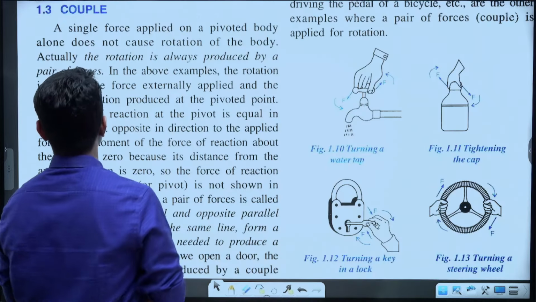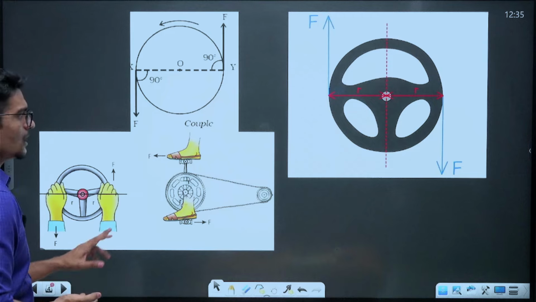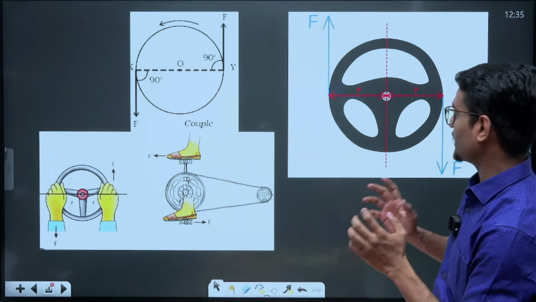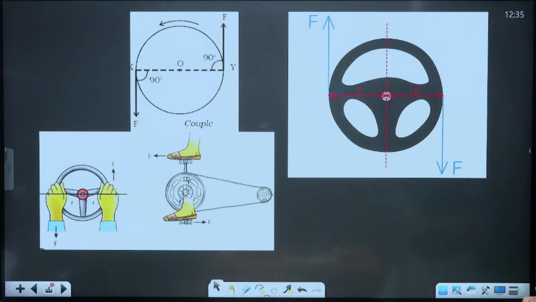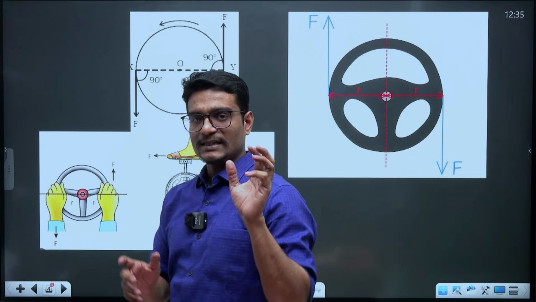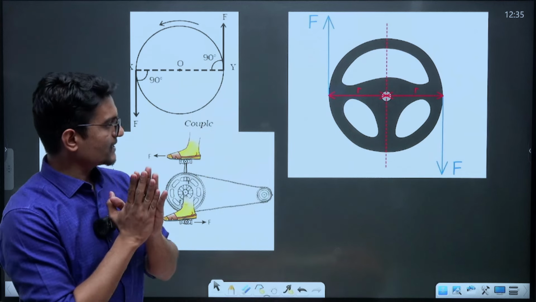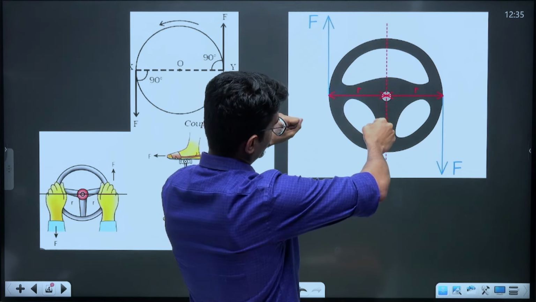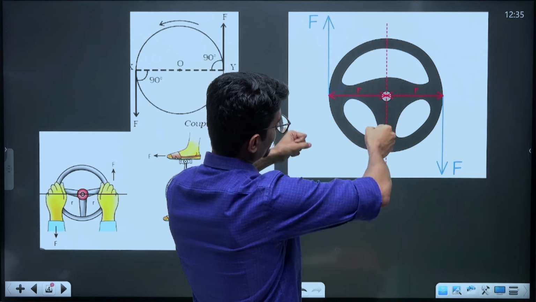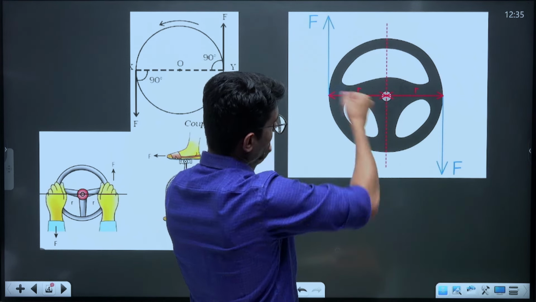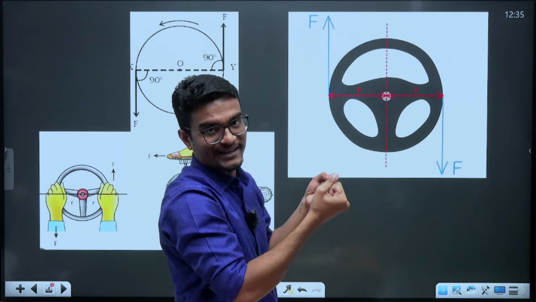So, first thing, couple. Before we start, look at these diagrams. Are you able to see the diagrams properly, clearly? In all the three diagrams, you can see a few similarities. This is the car, the handle, the steering, right?